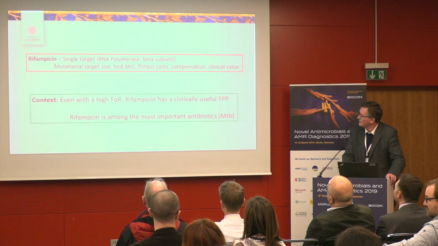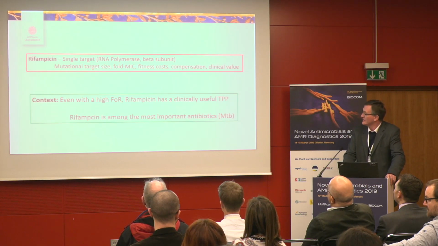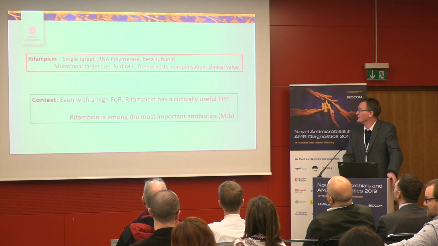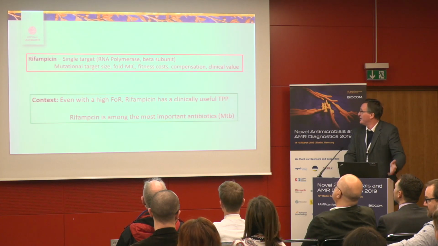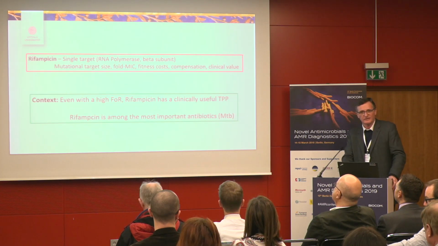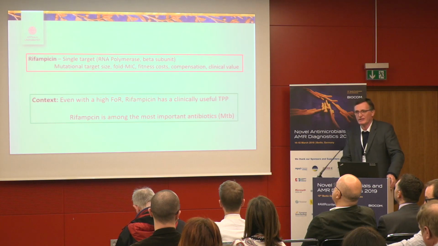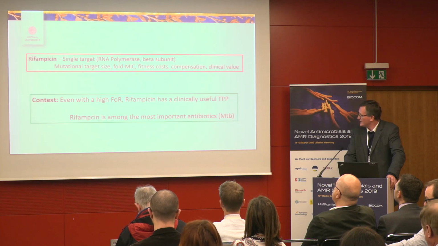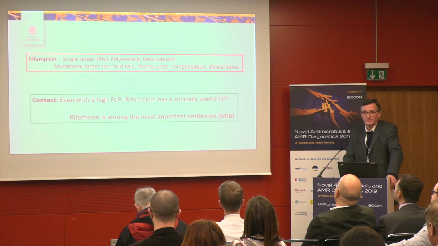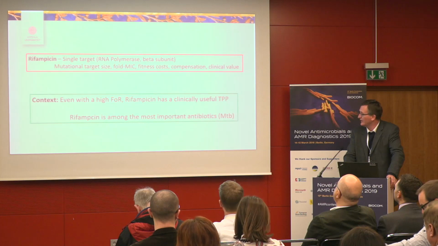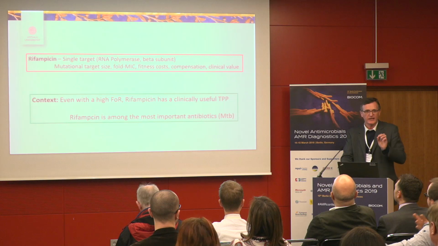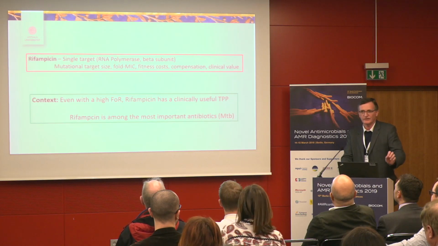And the context I want to put that in is you have a lot of bad things about rifampicin. A big mutational target size, high fold increases in MIC, a lot of fitness costs, but also a lot of compensation. And then you have to say, if you were inventing this drug today, would you continue with the development, seeing the high resistance frequency? Well, context here is that rifampicin has an incredibly useful clinical target product profile. It's among one of the most important antibiotics we have. But depending on how you look at it, it has a really lousy profile if this was a new drug coming out.